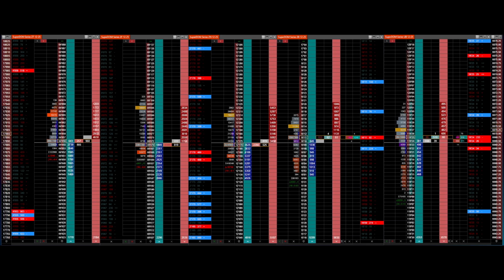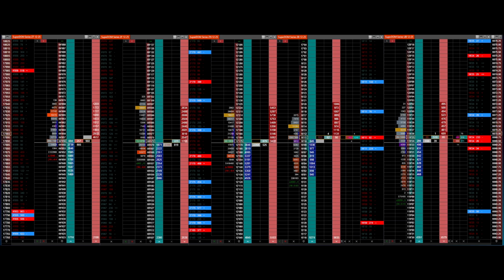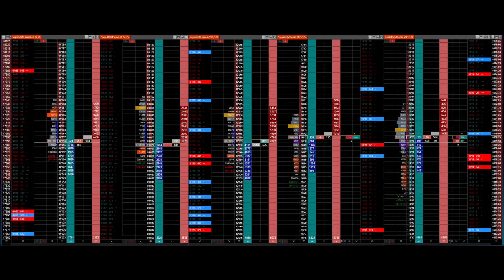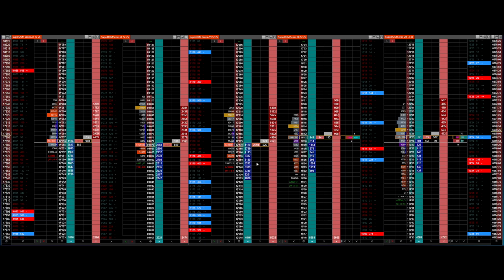So what are we looking for? What am I looking for? I am looking actually for buyers to get stronger, sellers to get weaker, and then I'm gonna capitalize on it on the 30-year or on the 10-year, trying to scalp those two tick movements.